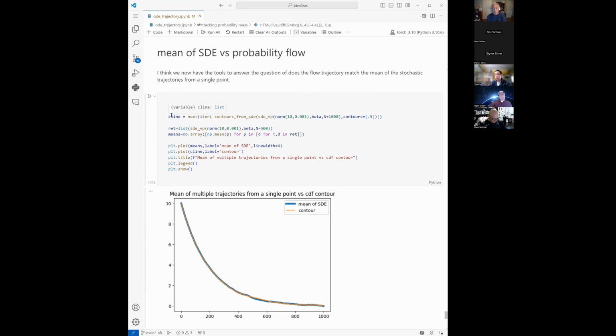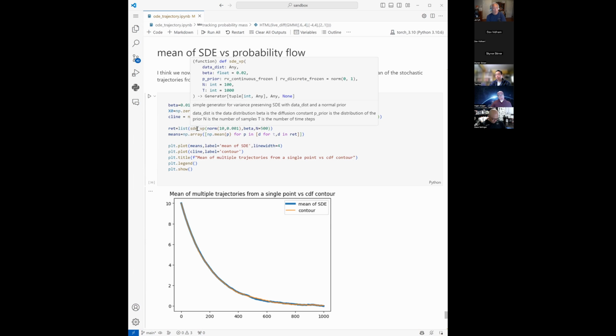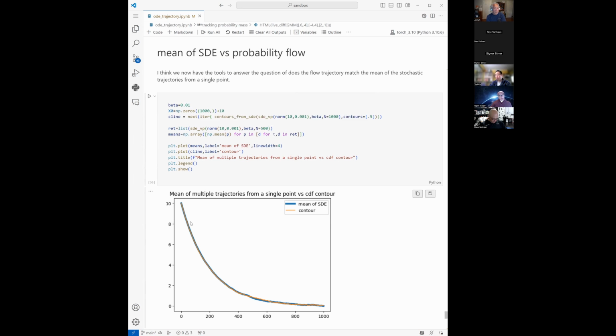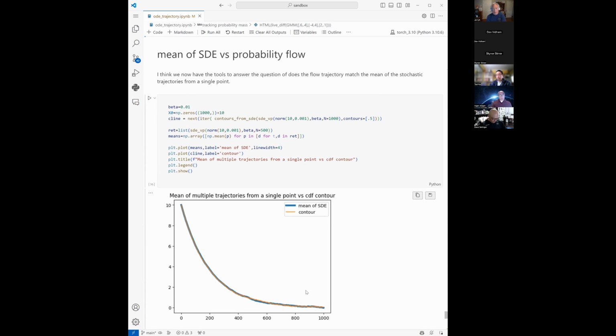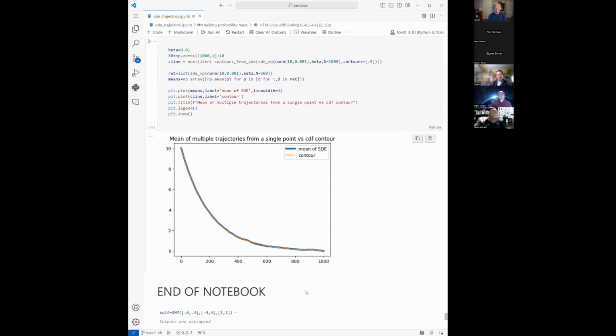The C line is the contours in the SDE, which we know matches the flow. We already demonstrated that it matches the flow. And then we're taking the mean of the stochastic trajectories from that point and plotting the two of those, and they do in fact follow a similar trajectory. So again, not proof, but I suspect that the answer to the question is yes. The probability flow represents the mean of the trajectories. Okay, end of notebook. That's it. We made it.